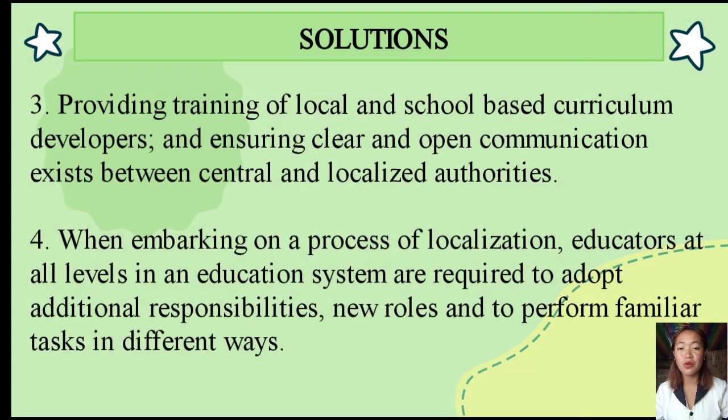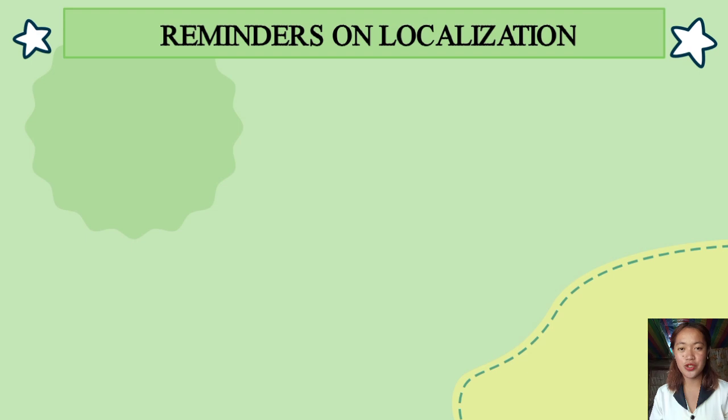And the last solution is, when embarking on a process of localization, educators at all levels in the educational systems are required to adopt additional responsibilities, new roles, and perform the same tasks in different ways. So the fourth and last solution means that the teacher will need to learn new methods to incorporate local examples in the lesson. And now let's move on to the last topic, which is all about reminders on localization.